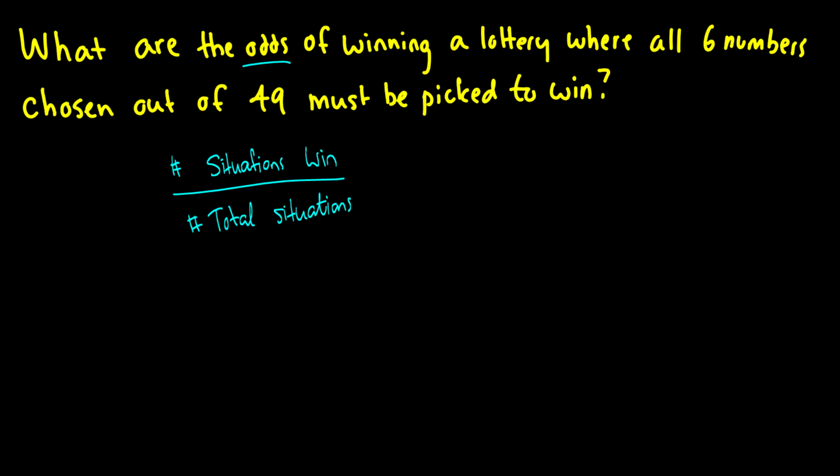So what's interesting is that if we can only pick 6 numbers and all of them have to be chosen, then there's only going to be one situation where we can win. But how many total ways are there to do this? Well, we just have to choose 6 numbers out of 49. So we're going to have 49 choose 6 on the bottom. And this is your answer.